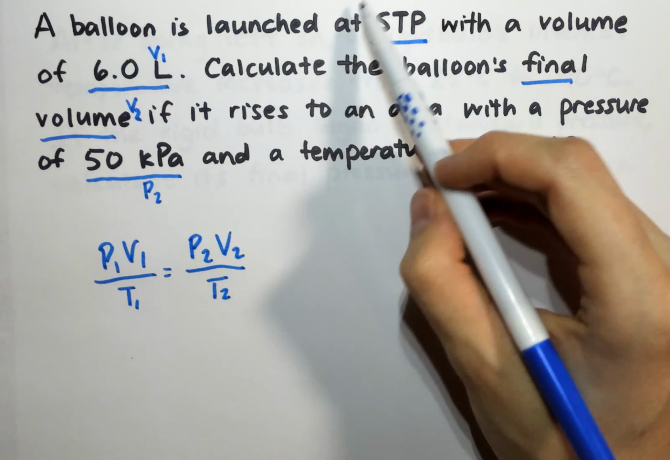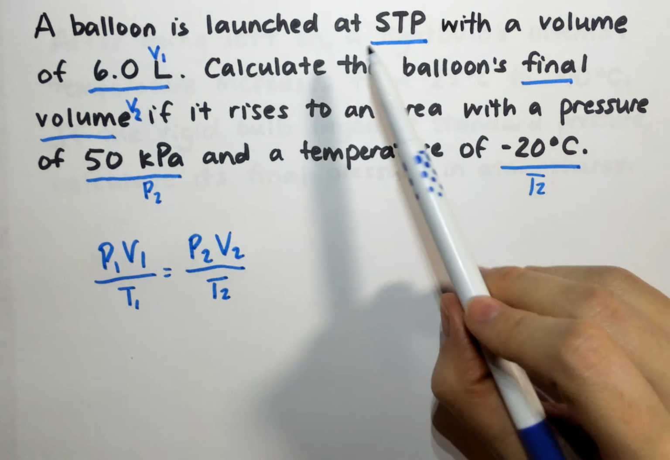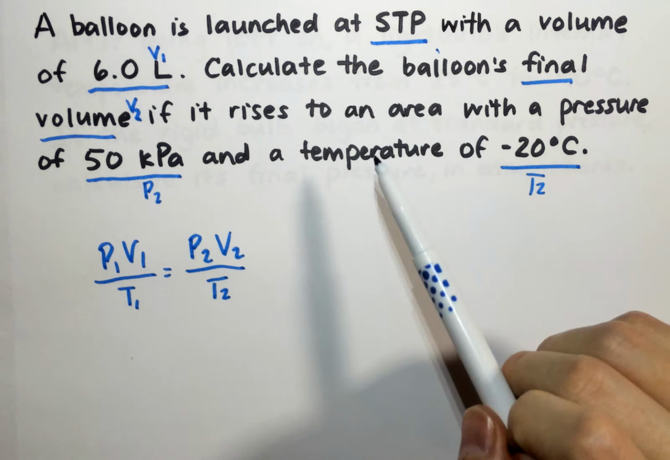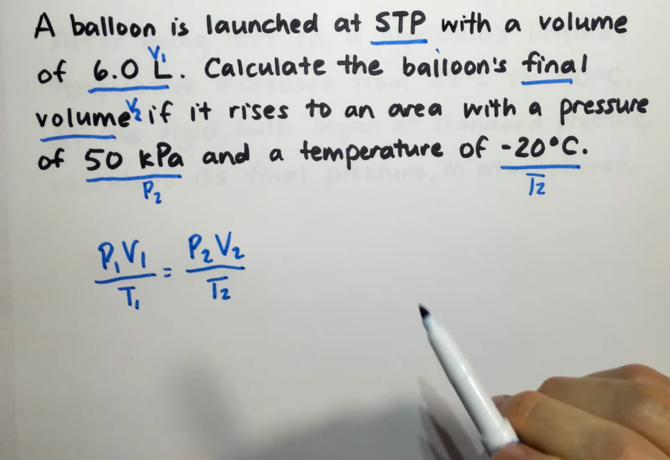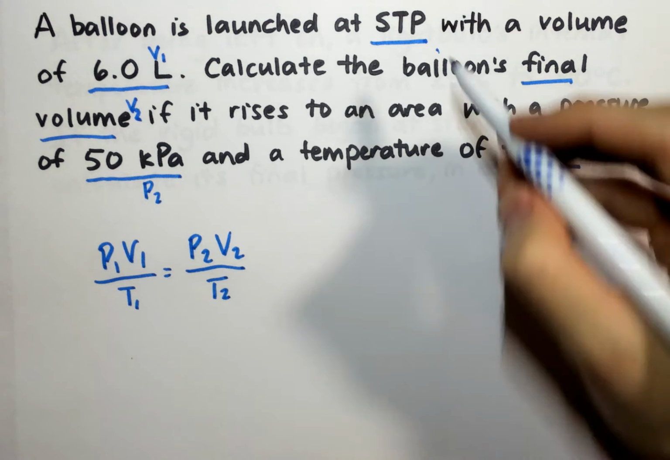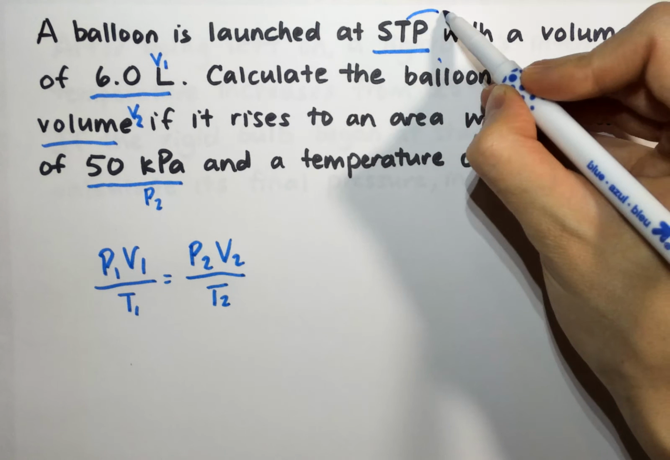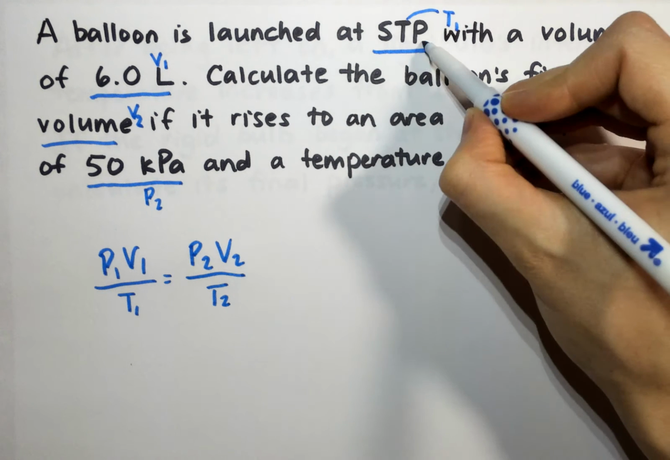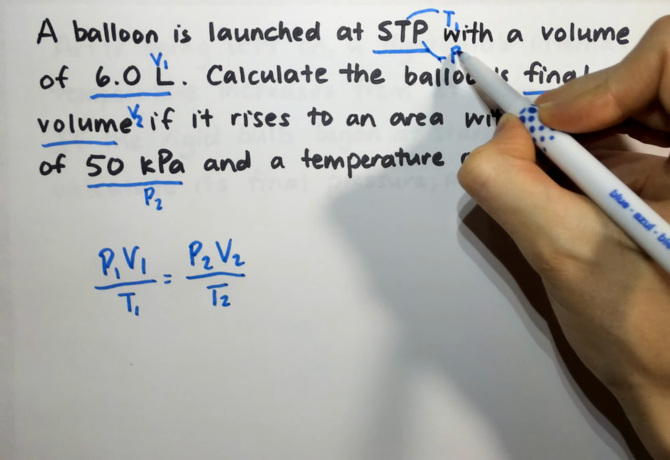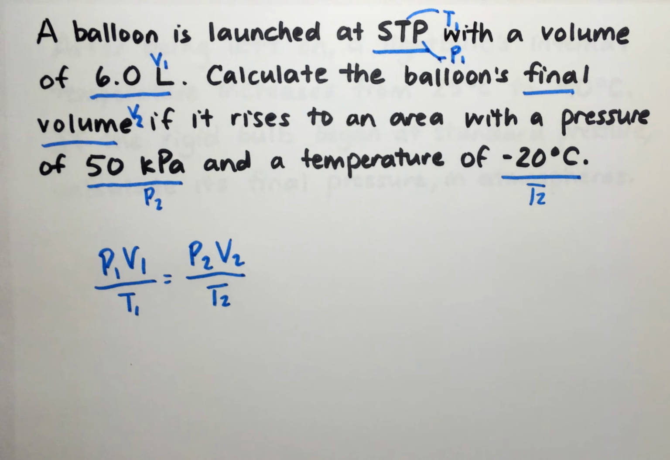And that's where this STP comes into play. Remember, this stands for standard temperature and pressure. And all those standard values are reported on Table A of your reference table. So this T really refers to T1, and this P refers to P1. All I need to do is look up on Table A what those values are.